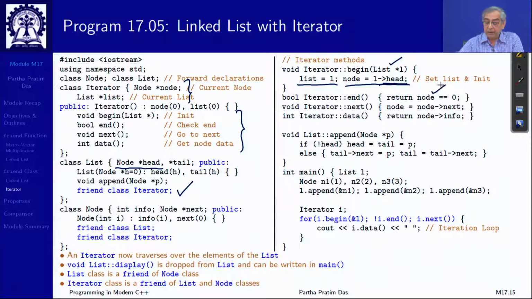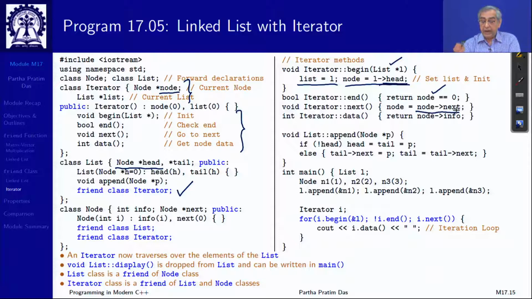Think about the end. All that end needs to decide is whether your current node is null. It does not need to look into the list or node classes, but as a member of the iterator class, which is a friend of list, it can also access these members.